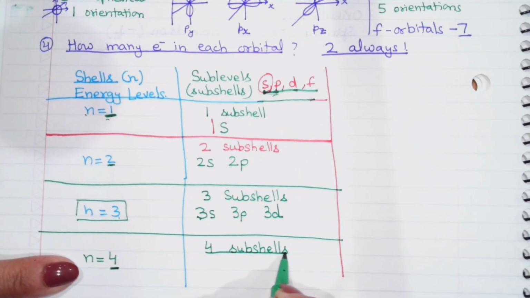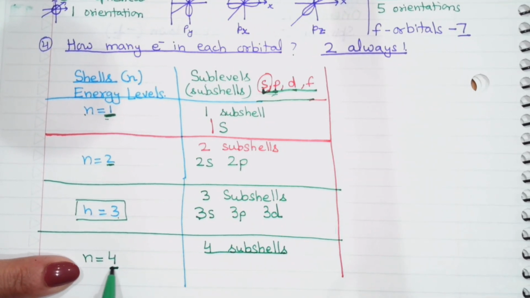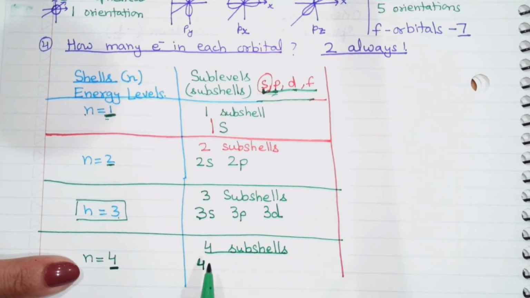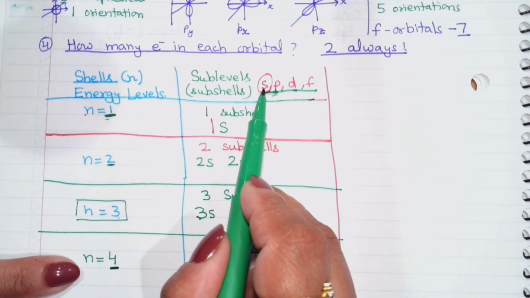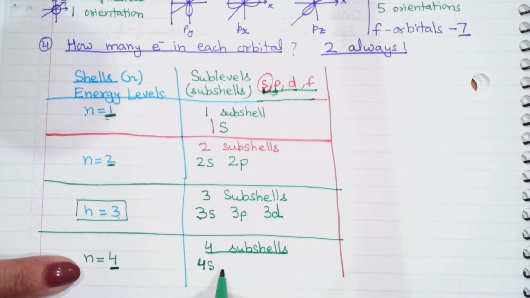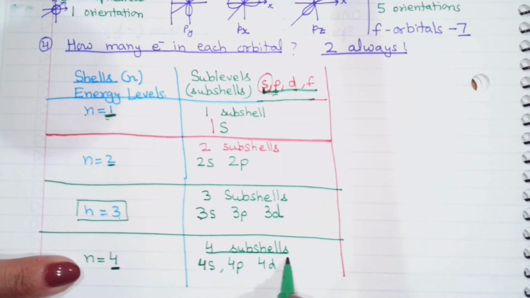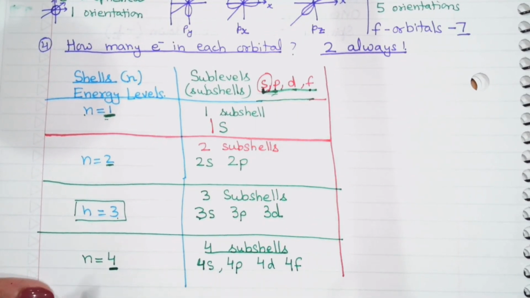So what are those 4 subshells? Again, start here. Write down the number of the energy level. So we have that number is 4. This is the 4th energy level, 4th shell. 4th shell will have 4 subshells. So starting with S, we have 4S, then 4P, 4D, and now the 4th one will be 4F, right? And these are all the shells that we have.